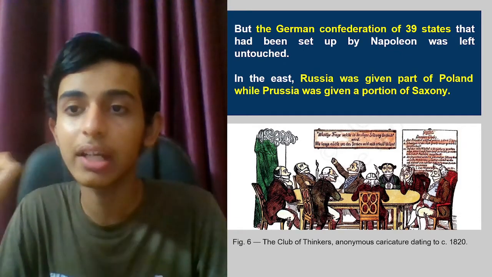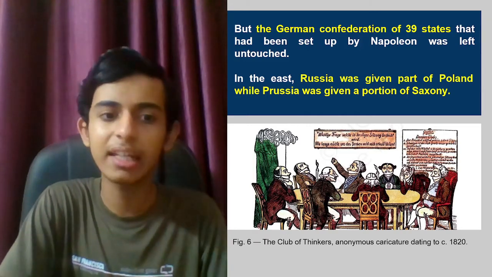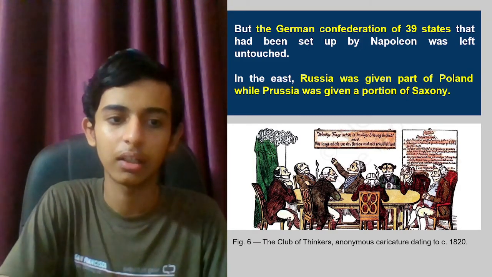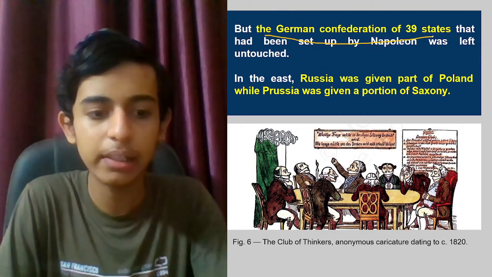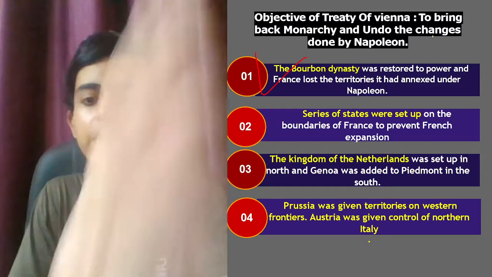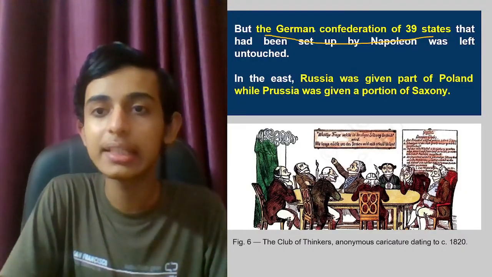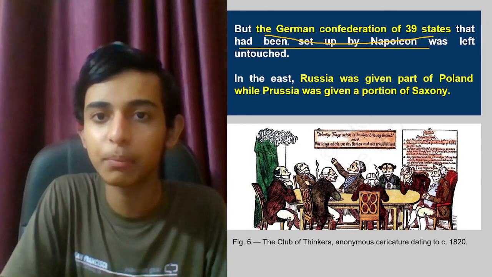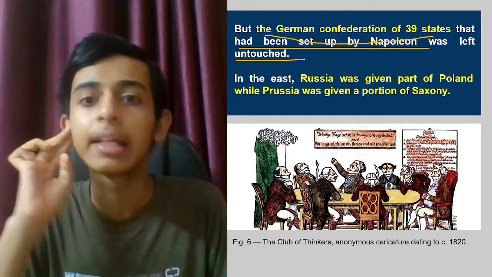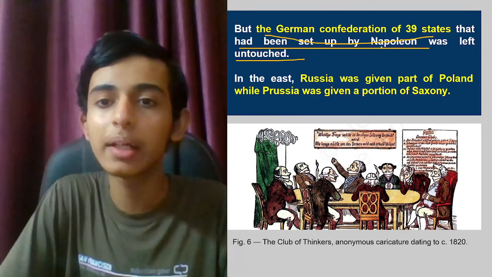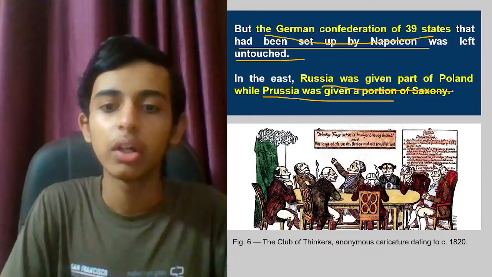But the German Confederation of 39 states that had been set up by Napoleon was left untouched. Now, was there a specific reason for that? What do you think? See, German Confederation of 39. Is it visible now? Probably it wouldn't be visible. I can just show you again if it was not visible. Right now I'm on this slide: 39 states that had been set up by Napoleon was left untouched. So this wasn't changed. In the east, Russia was given part of Poland, while Prussia was given a portion of Saxony. So these are some of the facts that you have to remember.